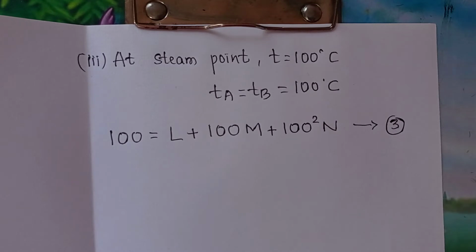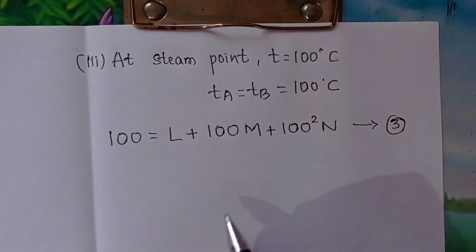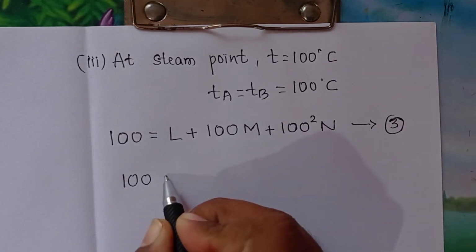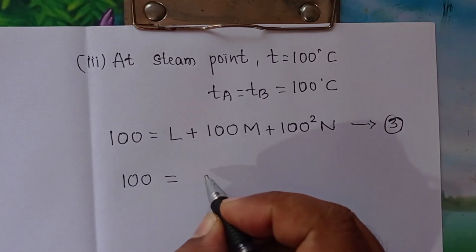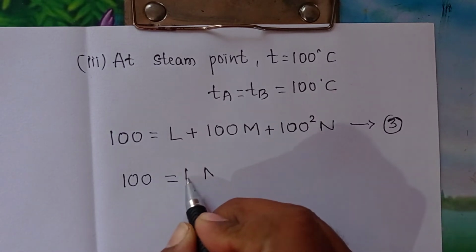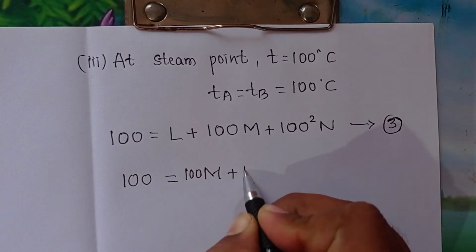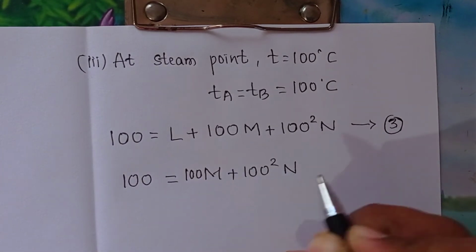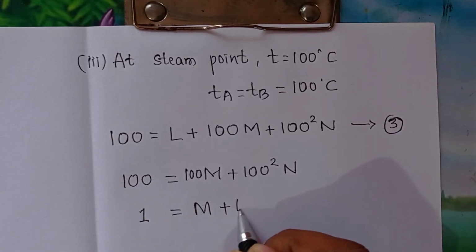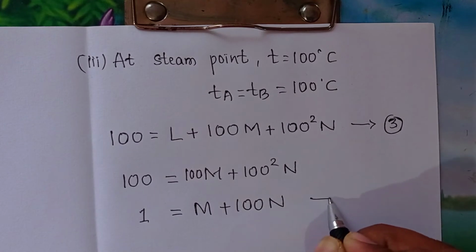Equation 1, 2 and 3. Because equation 2 I have not written, since directly I get the value of L is equal to 0. So in equation 3, L is known to us, L is 0. If I substitute the value in this equation, I will get 100 will be equal to 100 m plus 100 square n. So 100 is common, so I will write 1 will be equal to m plus 100 n. This is equation 4.